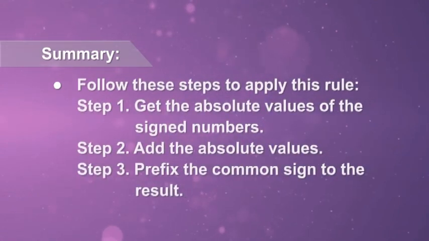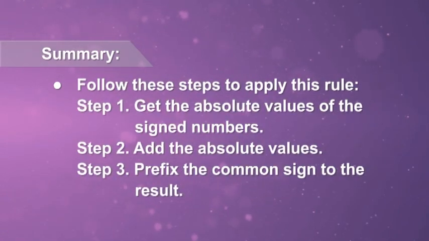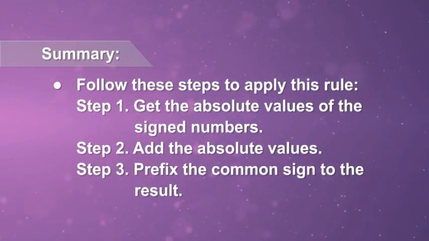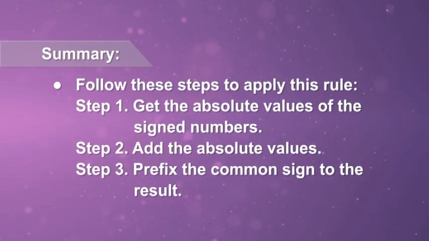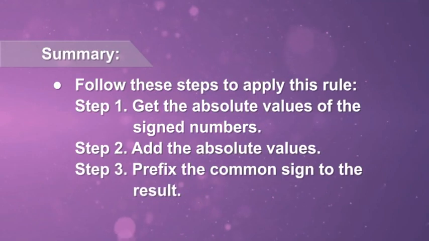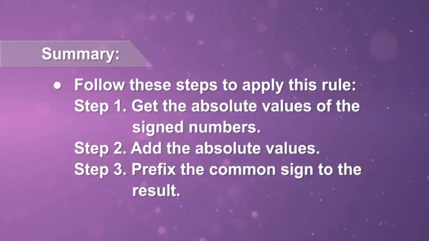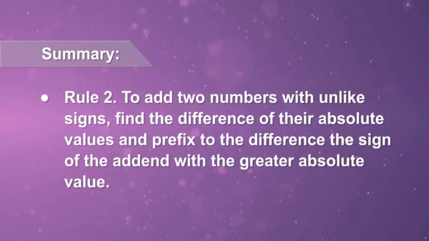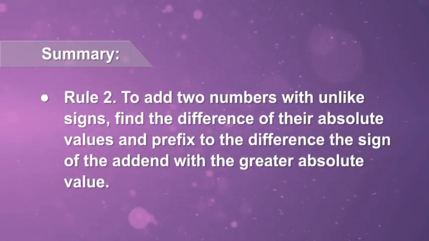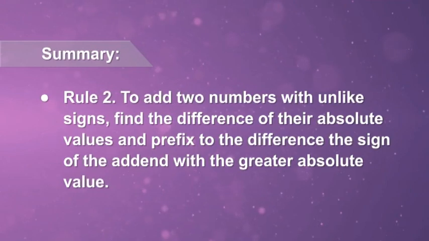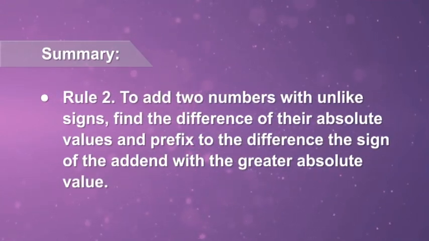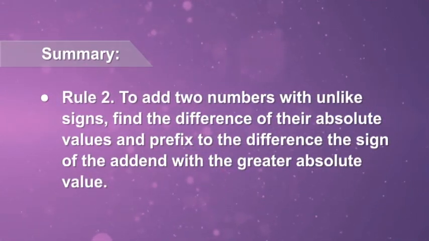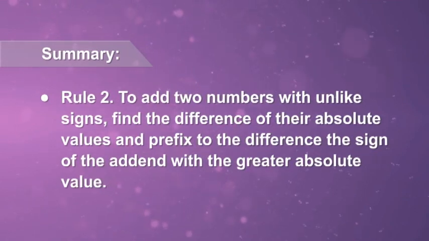Follow these steps to apply this rule. Step 1, get the absolute value of the signed numbers. Step 2, add the absolute values. Step 3, prefix the common sign to the result. Rule number 2, to add two numbers with unlike signs, find the difference of their absolute values and prefix to the difference the sign of the addend with the greater absolute value.